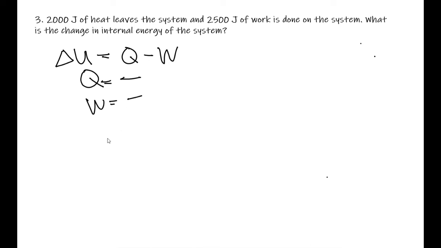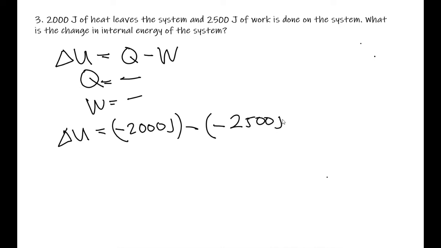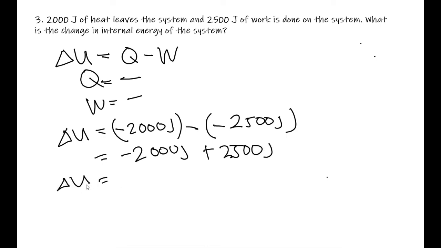Okay, so just substitute the values. Delta U equals Q, negative 2000 joules, minus negative 2500 joules, which equals negative 2000 joules plus 2500 joules. So our delta U, or change in internal energy, is 500 joules.